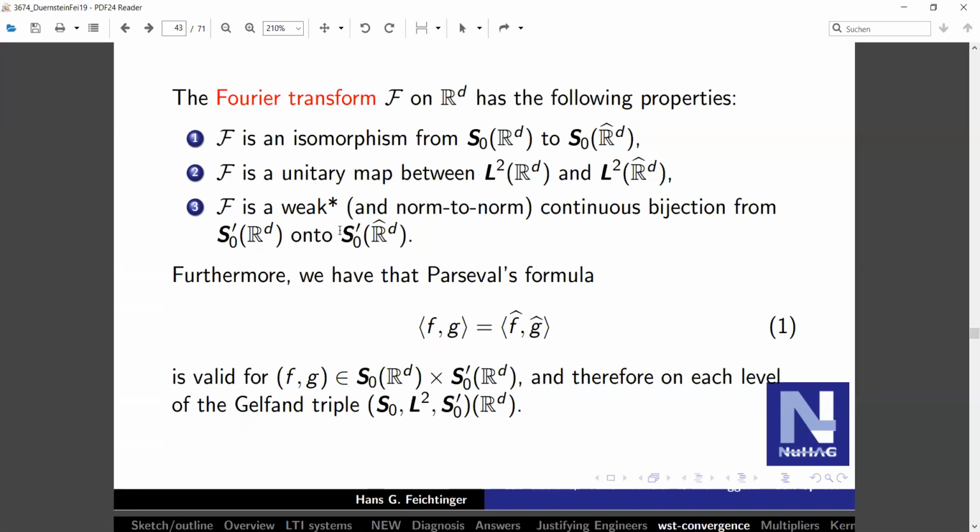Now, again, why is the weak star convergence so important? It's important because we have the property that S0 is weak star dense in S0 prime. So if you say, I want to extend the Fourier transform from the ordinary integral transform for harmless and decent functions to something bigger, I have to do it in this way, I will get the same thing.